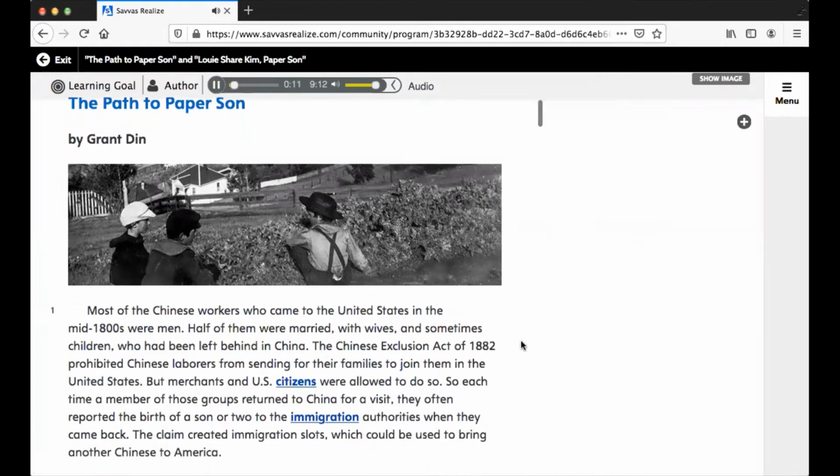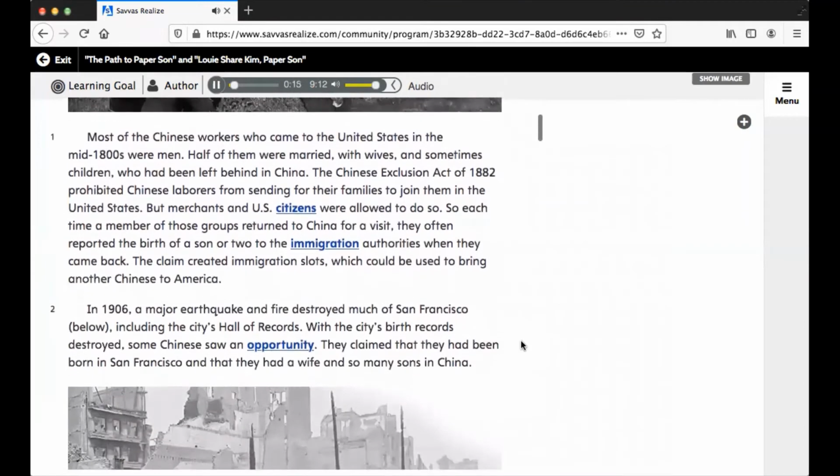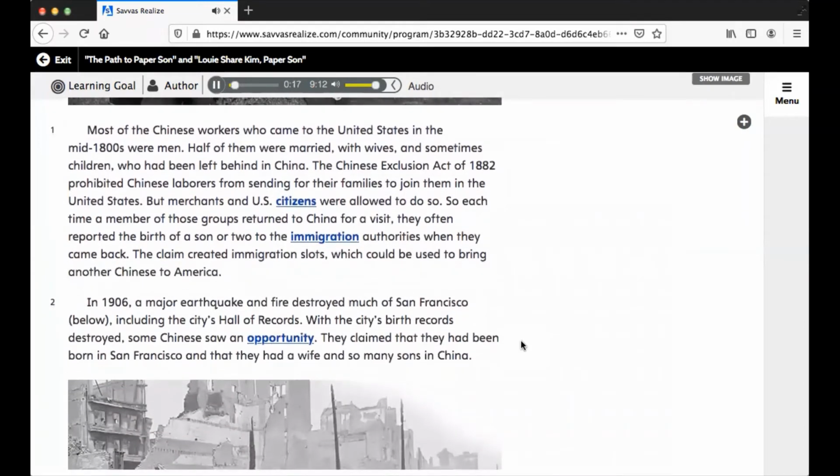The Path to Paper Sun by Grant Dinh. Most of the Chinese workers who came to the United States in the mid-1800s were men. Half of them were married with wives and sometimes children who had been left behind in China. The Chinese Exclusion Act of 1882 prohibited Chinese laborers from sending for their families to join them in the United States. But merchants and U.S. citizens were allowed to do so.